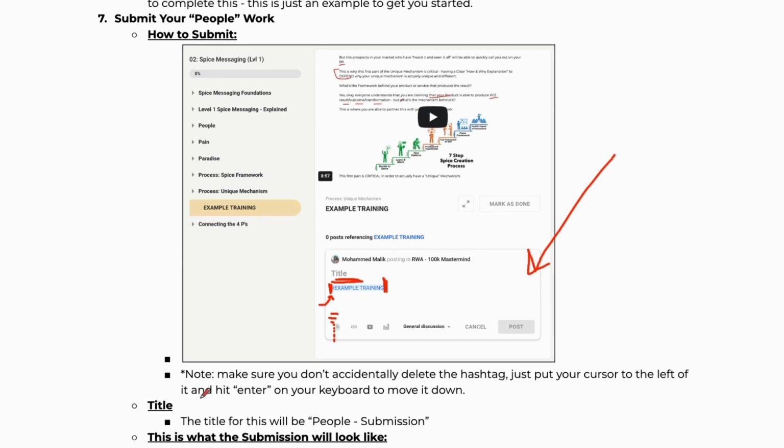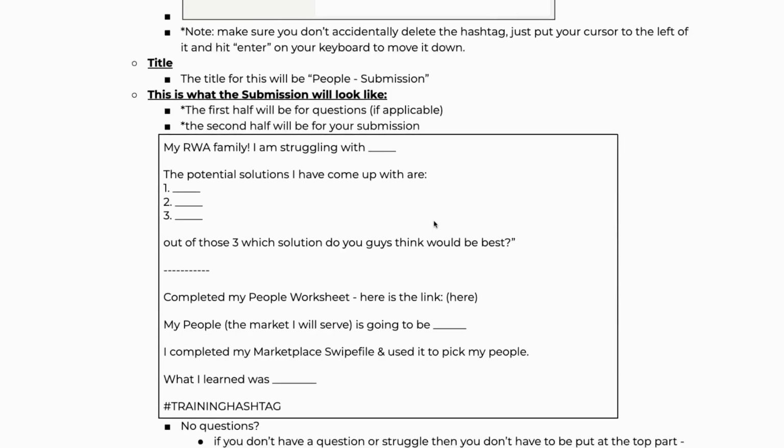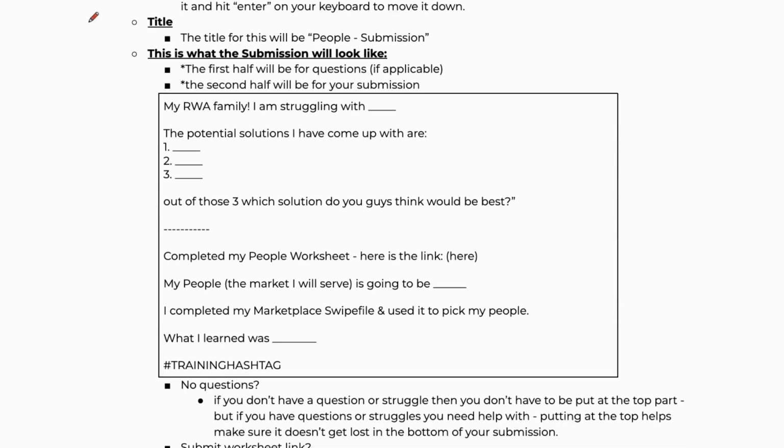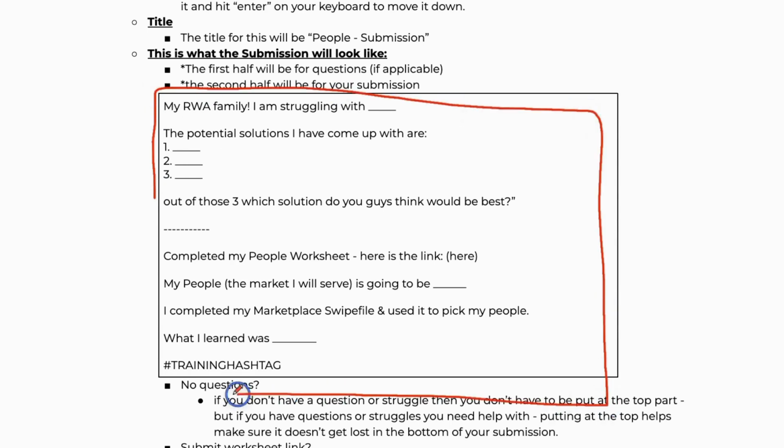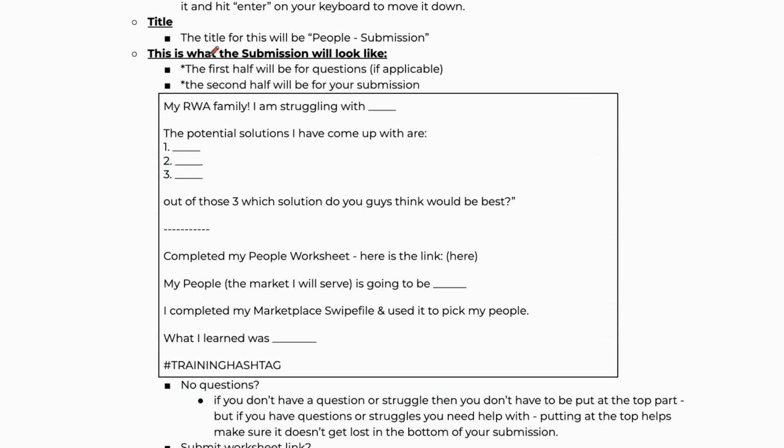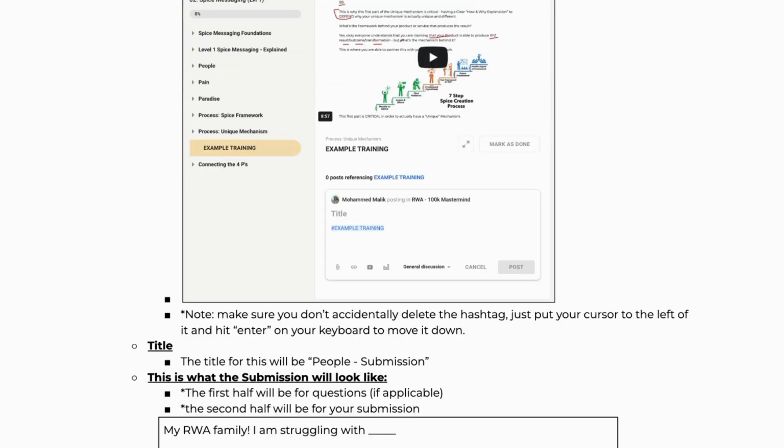Now, the other thing, the title for your submission is going to be people submission. Okay, so that way you can have that on there, and then this is what your submission is going to look like. This is just an example, but I want to show you this. It's divided into 2, and so this box right here is an example of what it is going to look like inside of right over here. I hope you're following along with me right now.